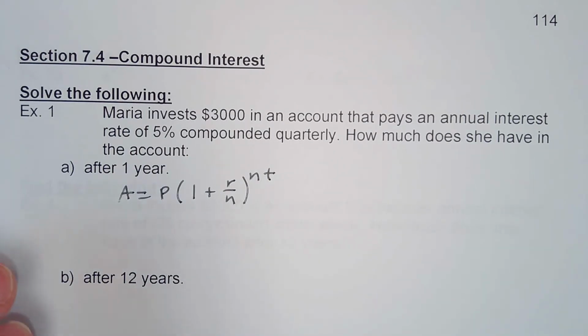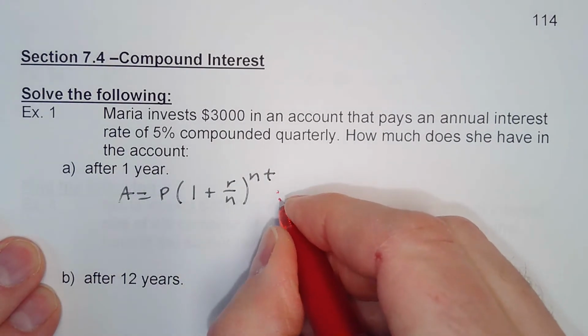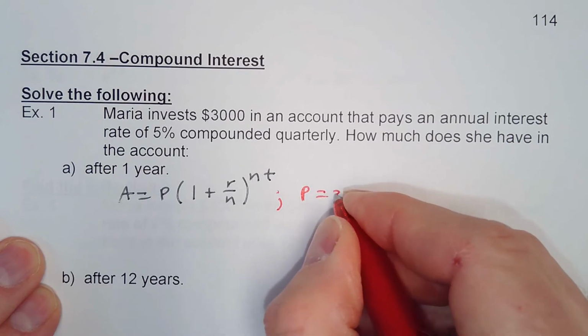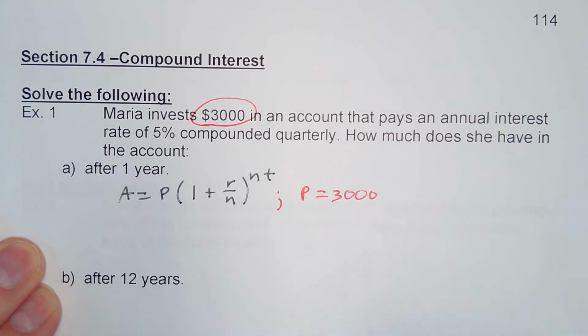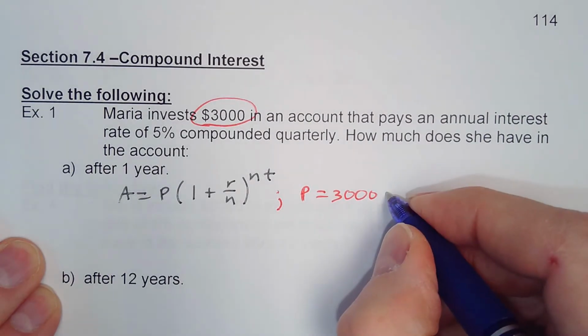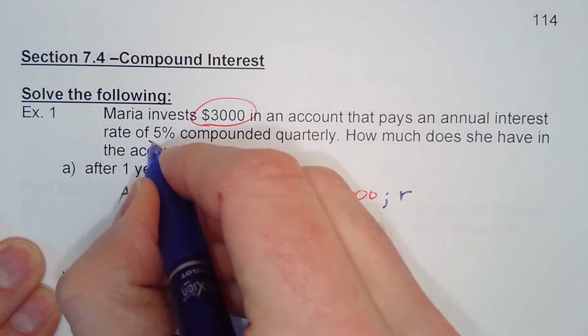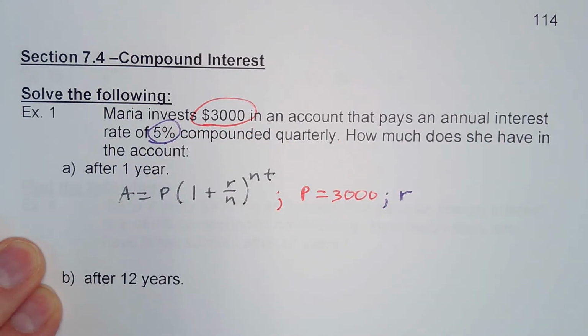Now let's identify our variables. P is 3,000. R is 5% converted to a decimal.